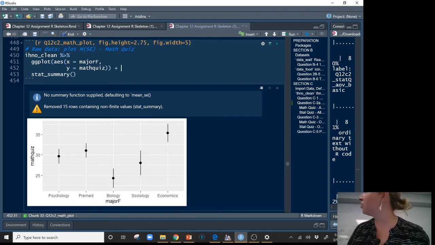What do you notice about those standard deviations? I guess they're standard errors. Notice right here it has this little, it's not a warning so much as it's just some information for your own good. It says we didn't say anything else in stat summary, so by default it's doing mean and standard error. What do you notice about these spreads? What would you say about those spreads? Looks similar-ish. Okay, now let's do the same thing but for stat quiz.